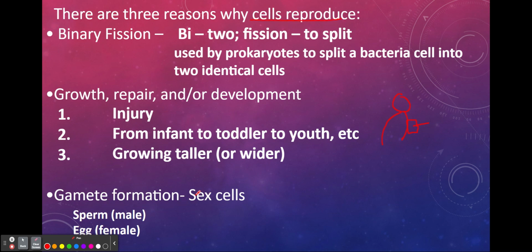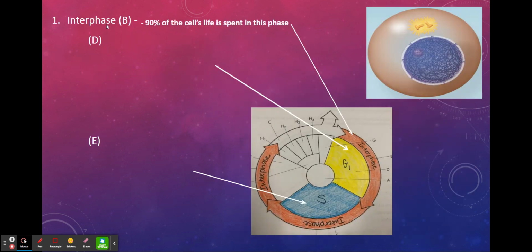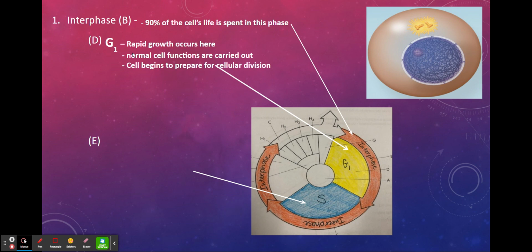Next is sex cells, which are basically used to reproduce sexually. So every time a cell reproduces, it follows three steps. First, interphase. So 90% of a cell's life is spent in this phase. So interphase itself is divided into three phases, so we'll look at them individually.